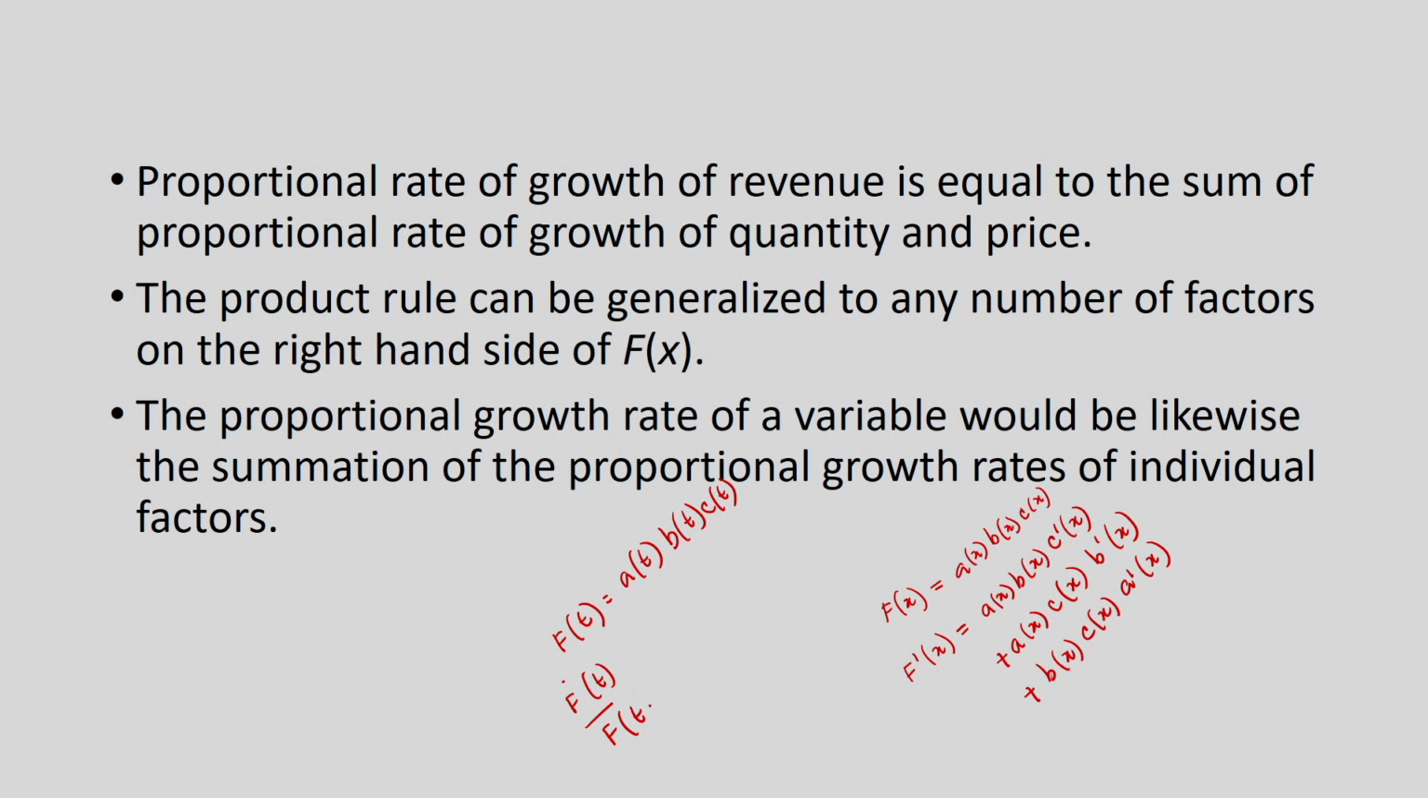And suppose you want to find out this, the proportional rate of growth of f, then what is being said is this will be equal to this. So, it is basically summation of 3 terms. Each of these terms denotes the proportional rate of growth of each of these 3 functions on the right hand side.